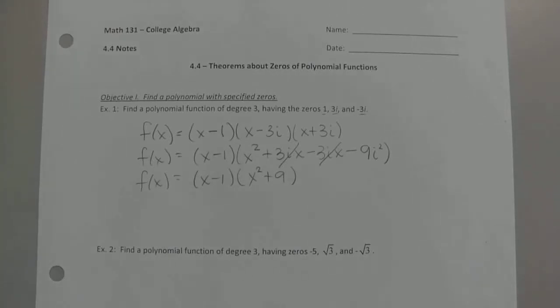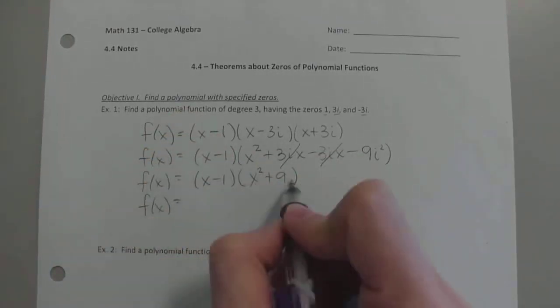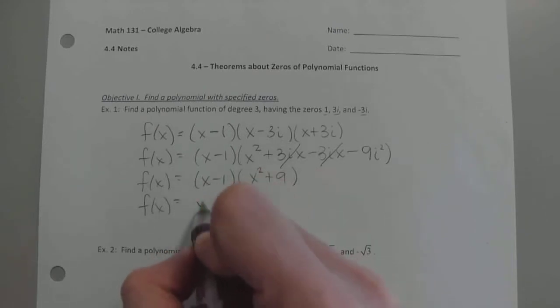All right, so then the last move is to distribute one more time. So we'll have f of x, and we're going to take the x times both of these things.